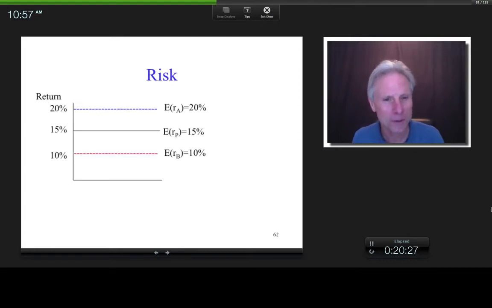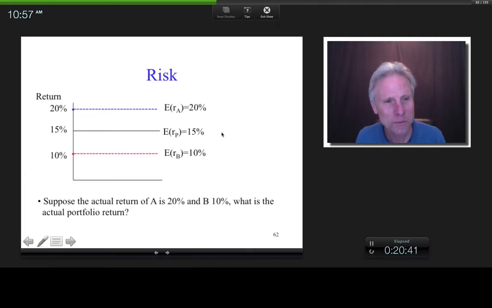So let's take a look at what happens. So here's the expected return of A, 20%, the expected return of B, 10%, and here's my expected portfolio return of 15%. Now suppose coincidentally the actual return of A and B were 20 and 10. If that were true, then what would be the actual portfolio return? 15, right?